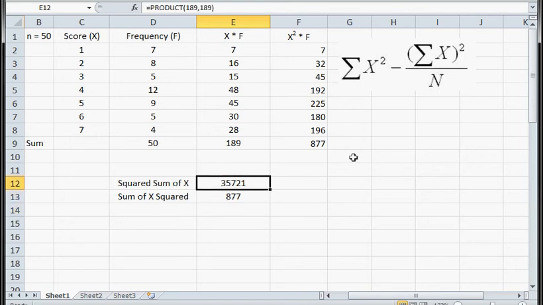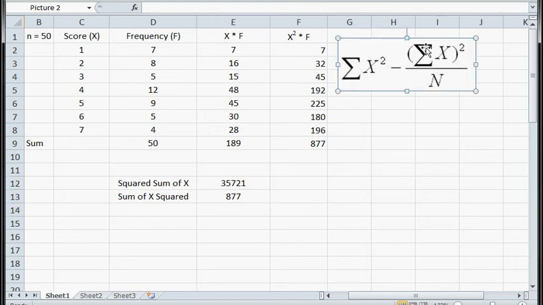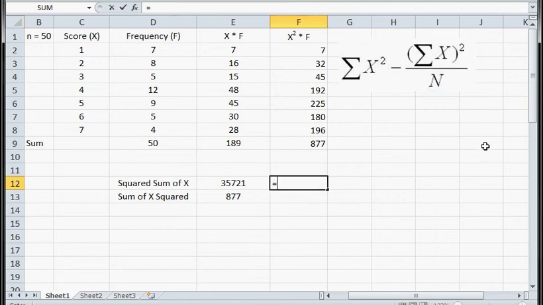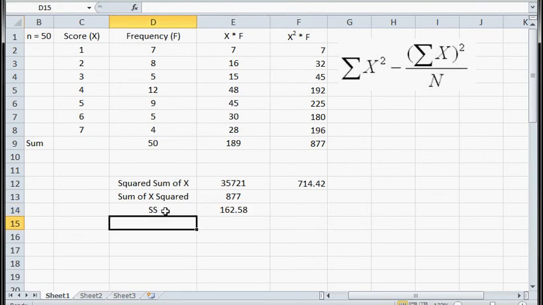So now that we have the squared sum of x, this value here, we need to divide it by n, which is 50. So we'll go ahead and actually enter that in as 35,721 divided by 50. That gives us a value of 714.42. Now what we need to do is take the difference of the sum of x squared and that particular value. In other words, 877 minus 714.42. That will actually result in our SS value. So let's go ahead and do that. And we get a value of 162.58.